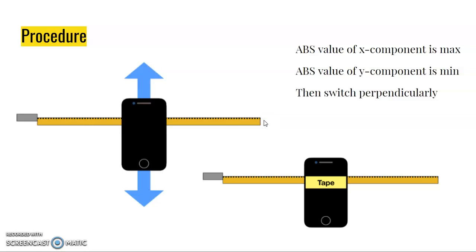Before we go on with the procedure, we first have to calibrate the phone and see where our sensor is on the phone. So you have to download an app and calibrate it. To calibrate, we first put the phone perpendicular to the meter stick and find where the X component is max and the Y component is min. And then we put a tape on top to label where it is. Afterwards, we will switch it and do the same thing, except now the X component will be the min and the Y component will be the max. And you'll put the tape on vertically to the phone, and where the tapes meet up, that's where the sensor is.